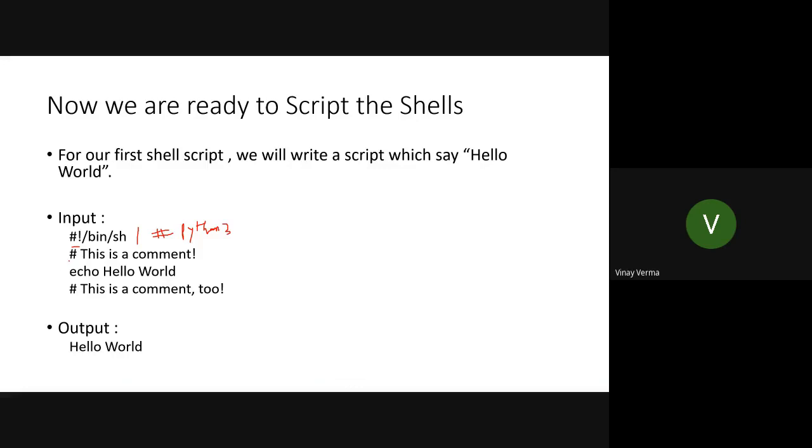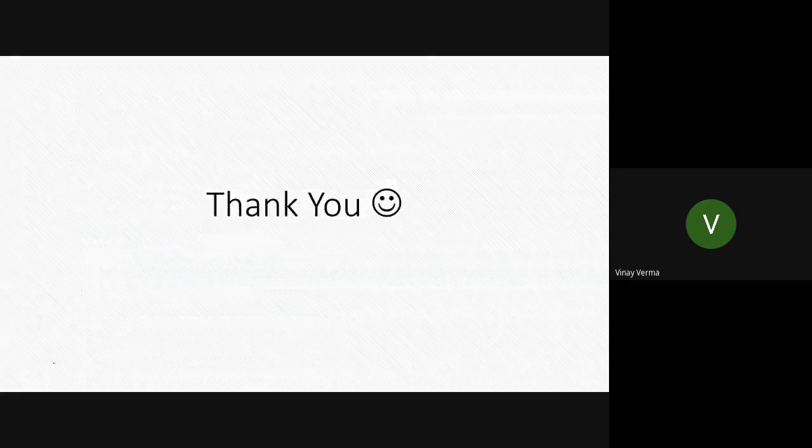Then this is a comment, which means it will not work. It is just for human readability. Then there is echo. So echo hello world is the command that will get executed. Then again this hash is a comment too. Then if we run this file, dot slash hello world.sh, it will give us the output hello world. That is the final output of that script.